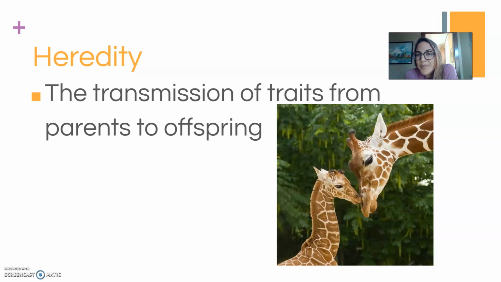Just like our other units, there is a lot of new vocabulary. So make sure you have your notebook out and you're taking notes on this lecture. I'm going to do a quick review of some vocab before I dive into the content for today. So heredity is the transmission of traits from parents to offspring. Sometimes we use it interchangeably with the word genetics, but that's going to be the study of those traits.